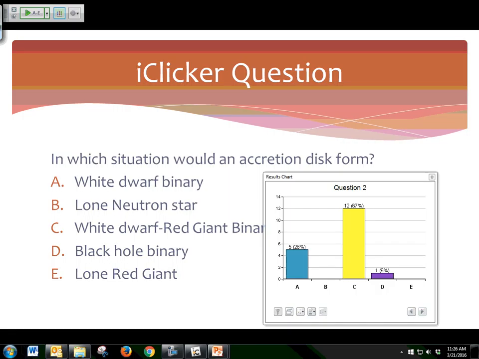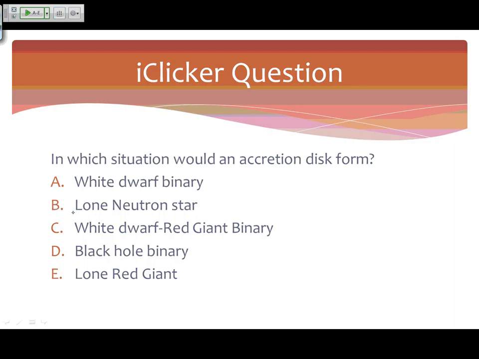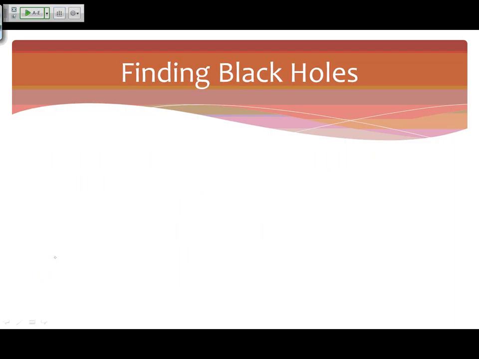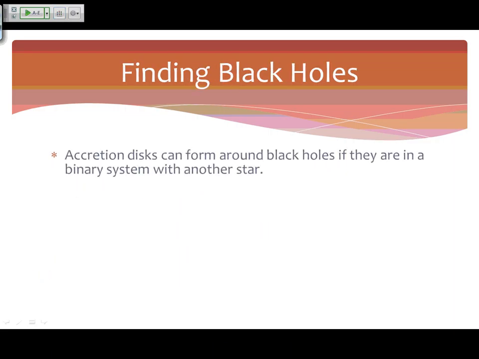Yeah, we've got to have a binary system where one can steal matter from the other. White dwarf binaries can't do it because they don't have mass they can exchange. They're already pretty small. Lone stars can't do it on their own. Black hole binaries, again, they don't have mass to exchange. They can't take mass from one black hole and give it to the other. That mass is pretty gravitationally attracted to itself. So another way that we can find black holes is by accretion disks. Sometimes those black holes will get close to other stars and accrete matter from them.